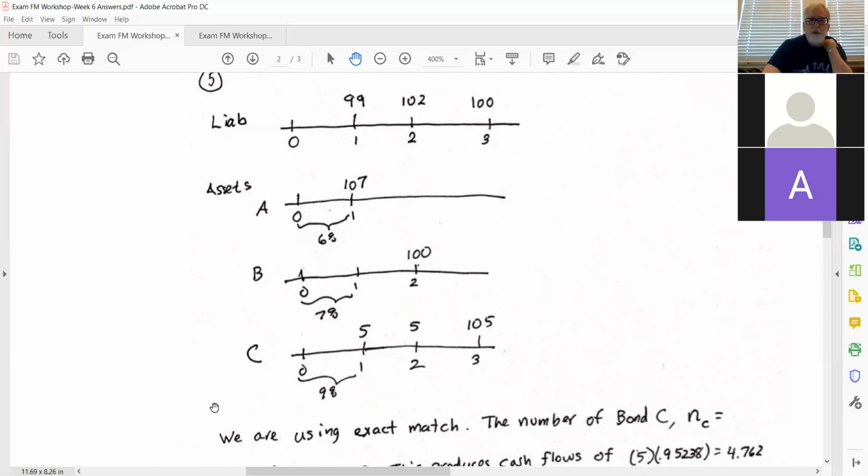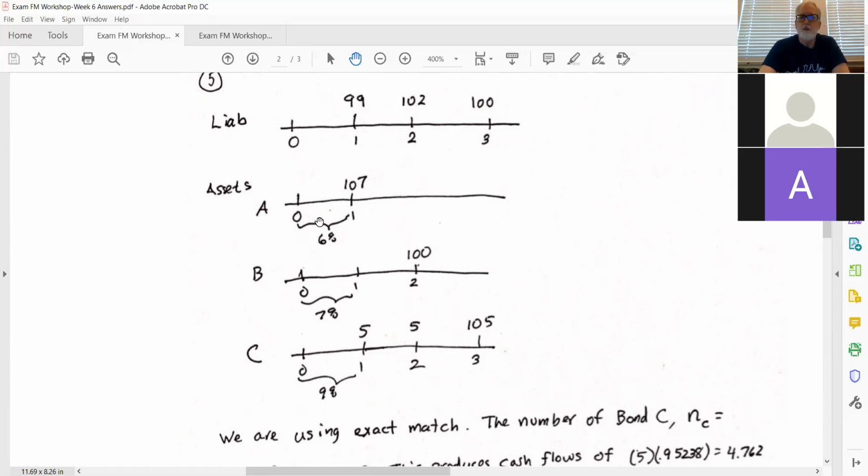And bond C is a 3-year bond with a 5% annual coupon rate. Now again, you can choose whatever you want for the par value. I picked 100 because that's the closest there is to the liabilities, so I get numbers that are not really small or really big. So now we need, oh no, this one actually says they all have a par value of 100 and they will be redeemed at par.